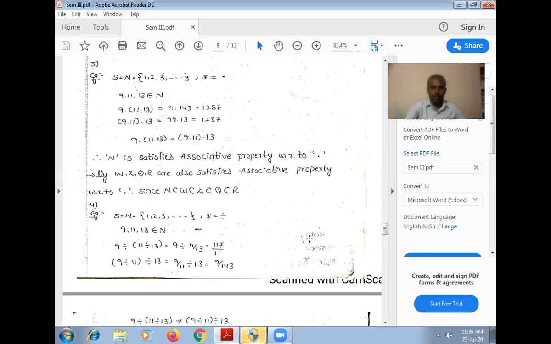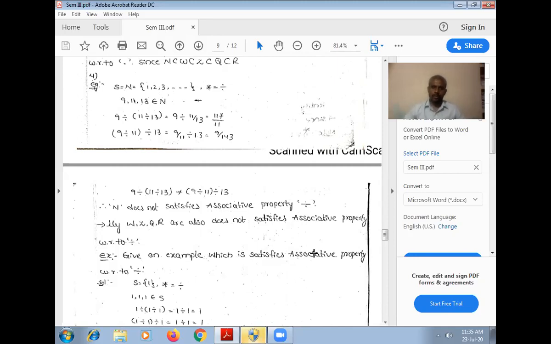And I am going to another number system. After N we get W. W also does not satisfy the associative property. Similarly, Z, Q, R also do not satisfy the associative property with respect to divide, because the above examples can be considered as belonging to W, Z, Q, R. But I am giving one example that satisfies the associative property with respect to divide.